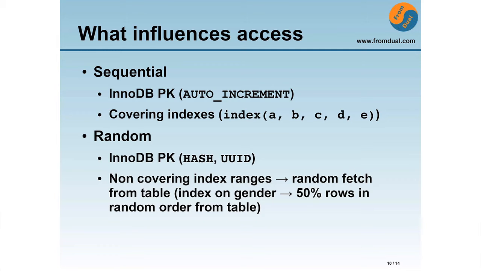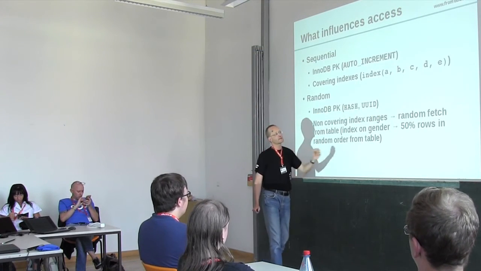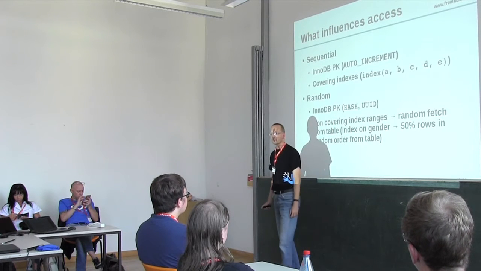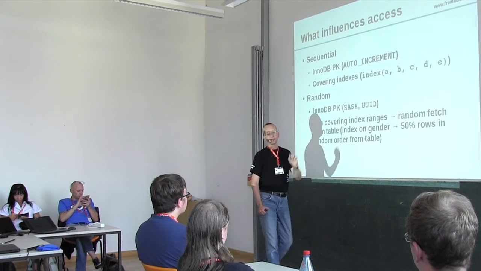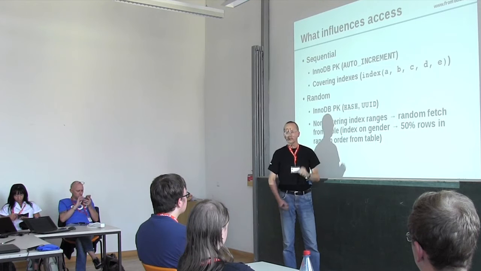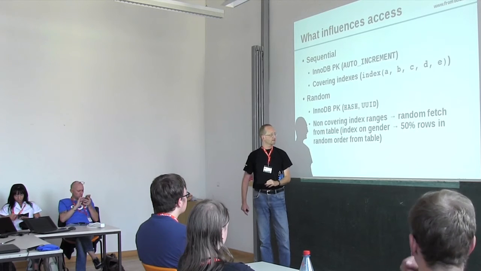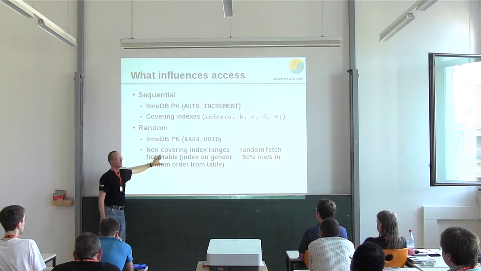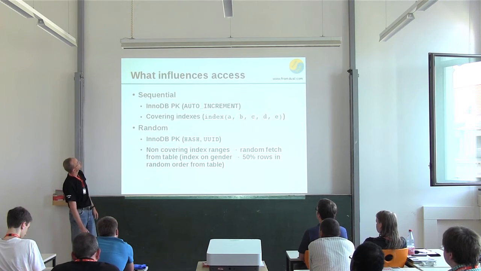Non-covering indexes means we can make a range scan on the index, which leads later to random access to the table. And the bigger the random access on the table is, the more expensive it becomes. Just imagine an index on gender, with an average distribution of 49 to 51. If you say, go to the index on gender and select all females, it will have a range on the index, but then 50% of the rows from the table in random access, which is really, really bad. So pay attention to this kind of huge ranges on non-covering indexes.